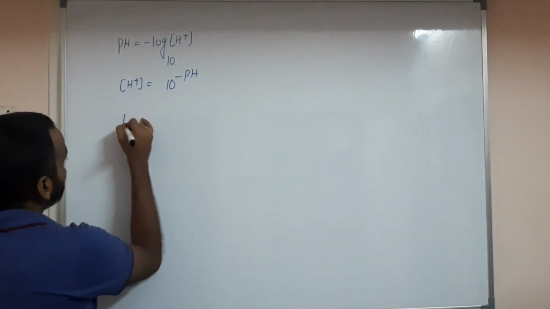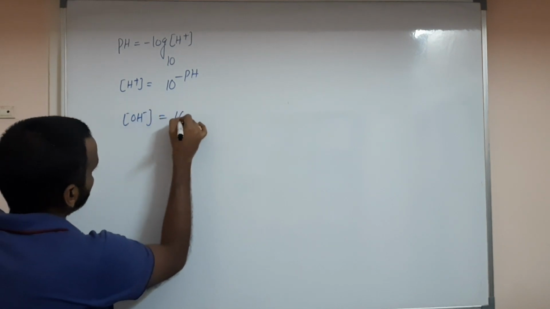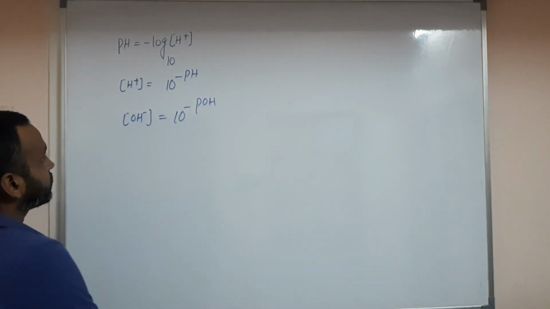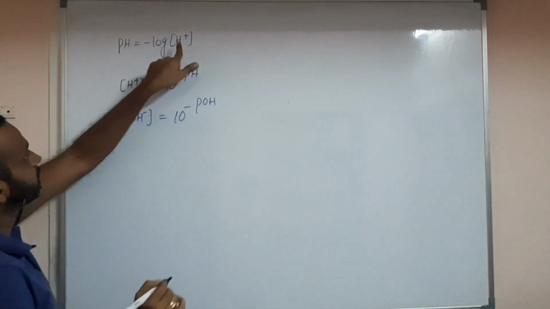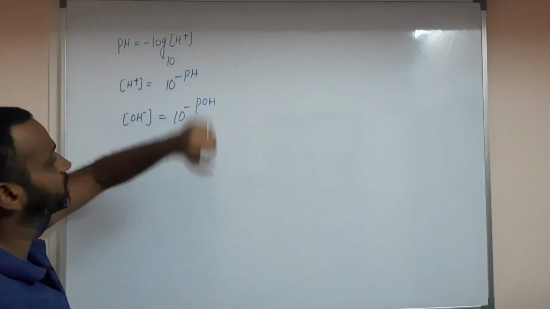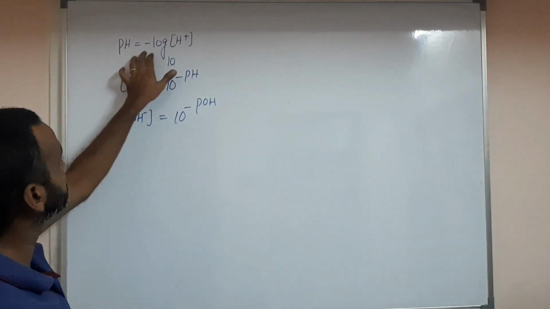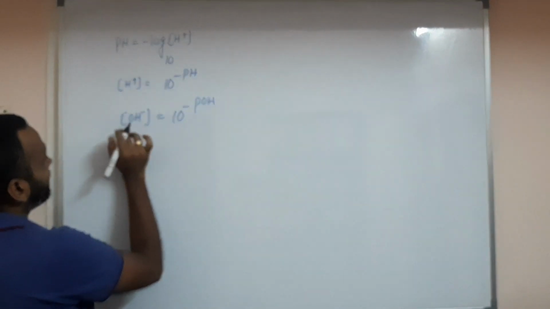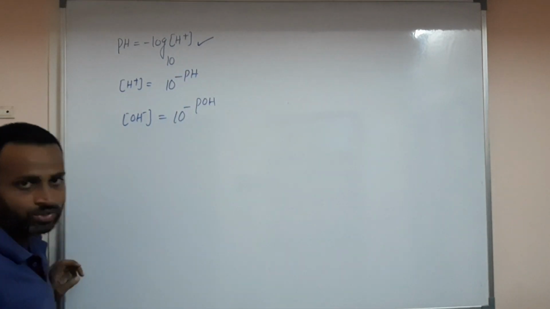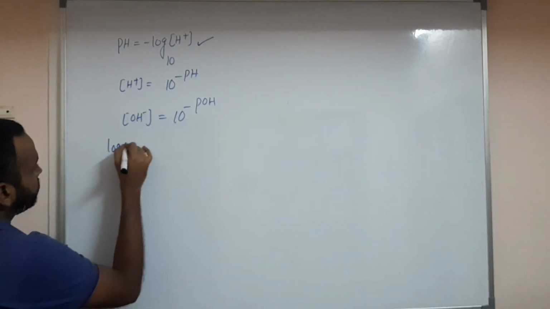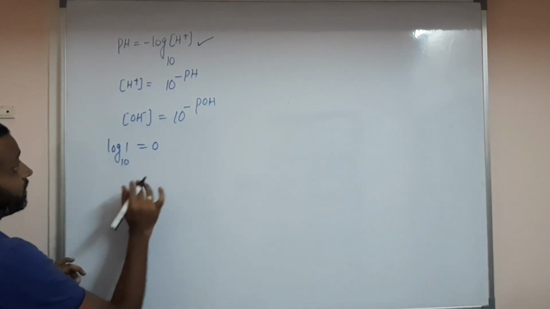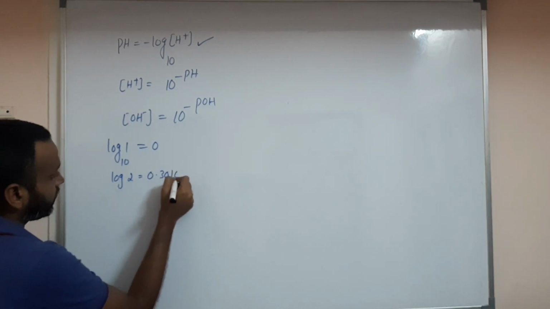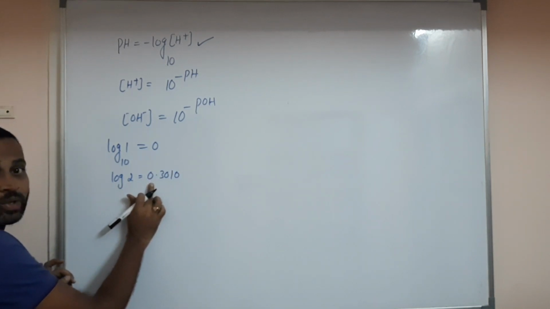In the same way, concentration of OH minus is equal to 10 power minus pOH. You can write the remaining also. So if they ask pH, no problem, we can use this formula directly. pH is equal to minus log concentration of H plus. Correct. So to calculate these, you should know the logarithmic values. Log 1 is 0, base 10 is very important. Log 2, everybody knows, is 0.3010.